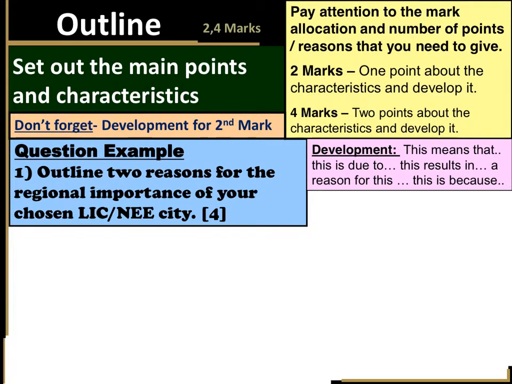Question number 1, as an example, outline 2 reasons for the regional importance of your chosen LIC NEE city. So you've got to name your city that you've chosen and then give 2 reasons. For each reason, give some development using those things in the pink box. A possible answer for this is on the next slide.